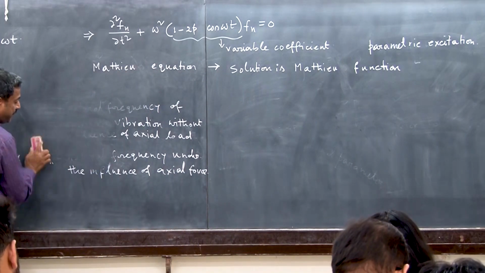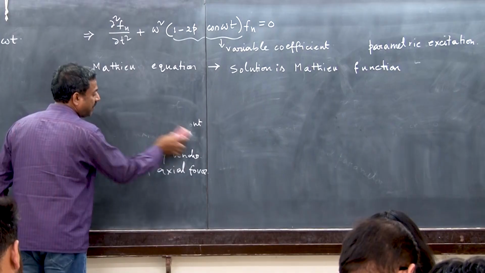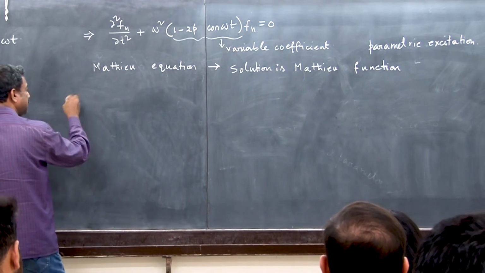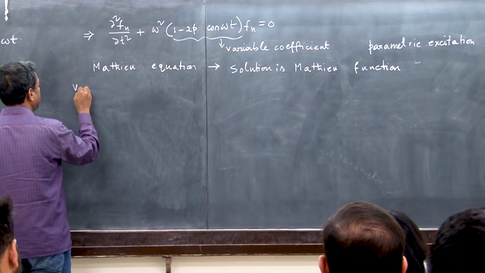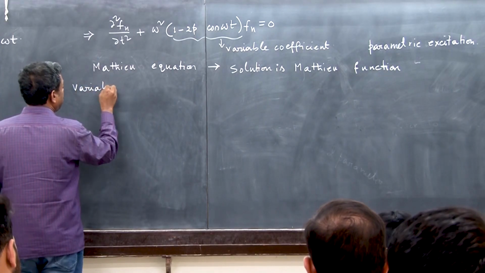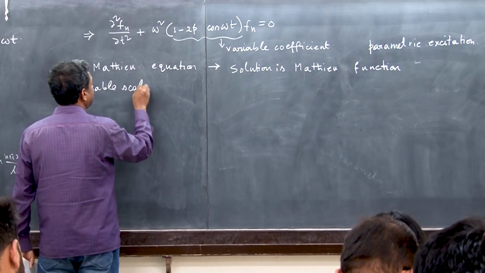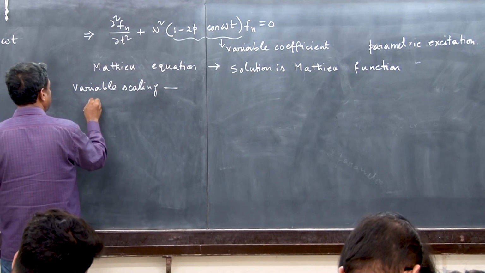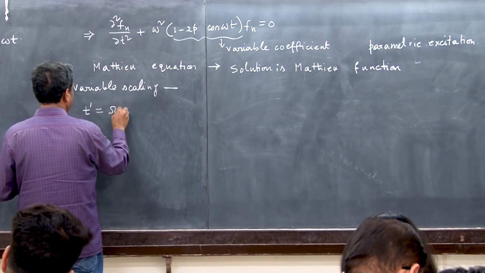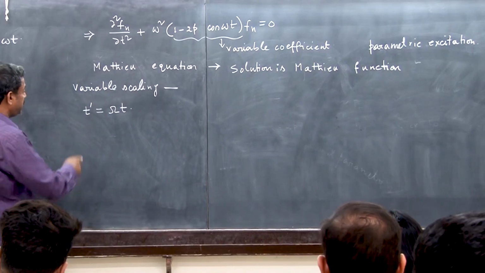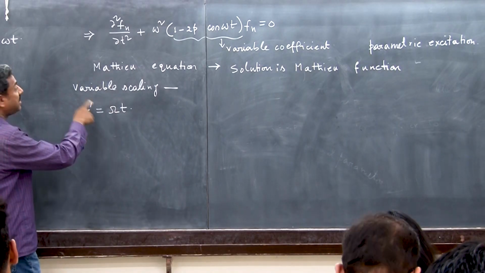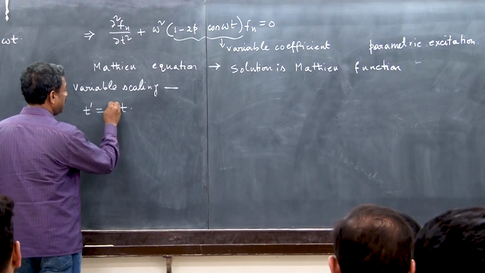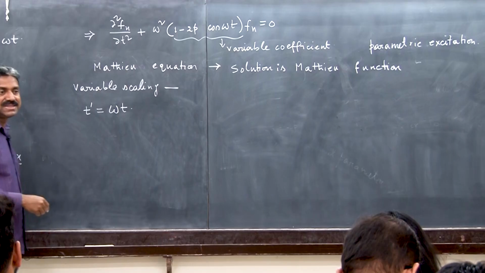Now, of course, the standard form of the Mathieu equation is a little different, and we can definitely get there just with the scaling of a variable. We can do standard variable scaling of the time variable. So the way you can do it, define a variable t dot equal to omega t, the time variable multiplied by the excitation frequency omega. This is a change in the scaling of the time variable.